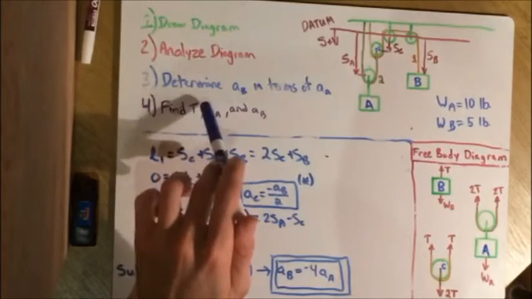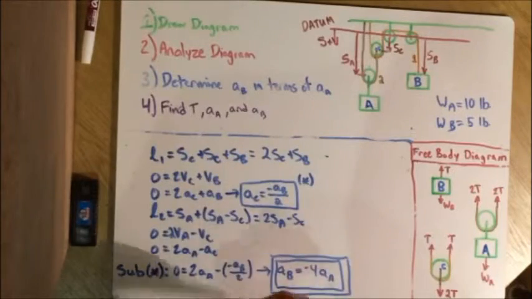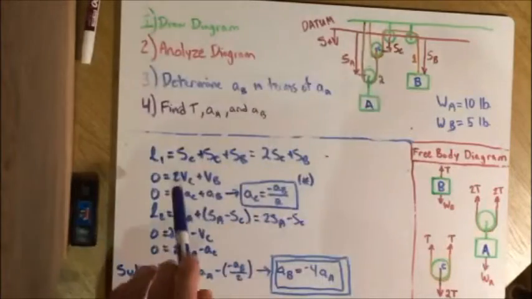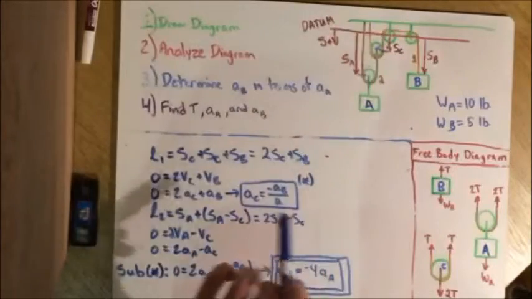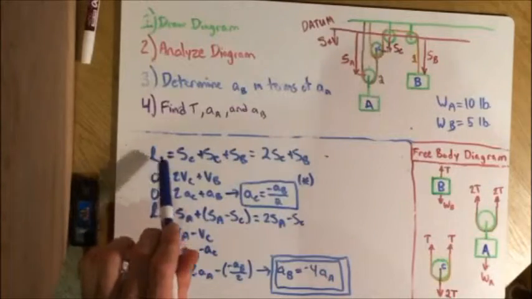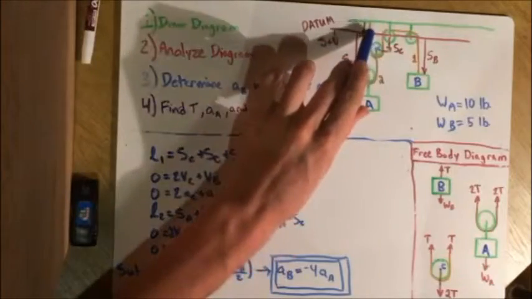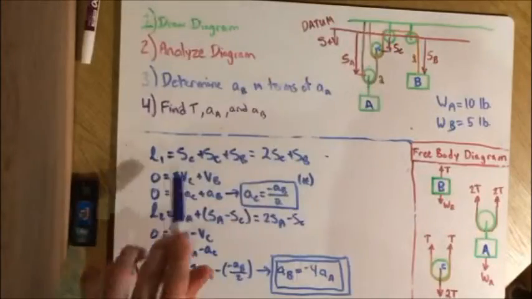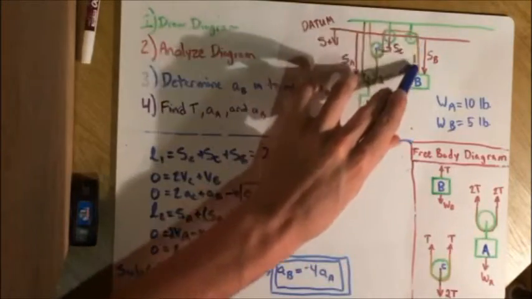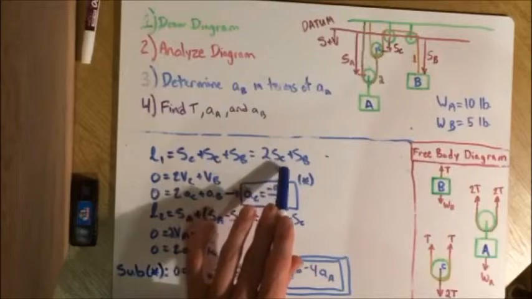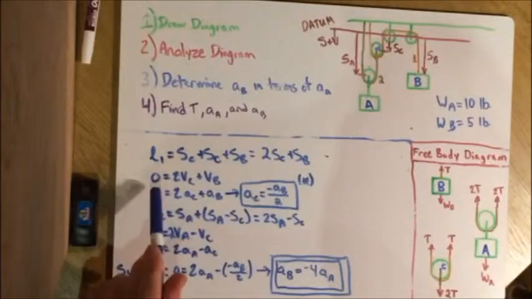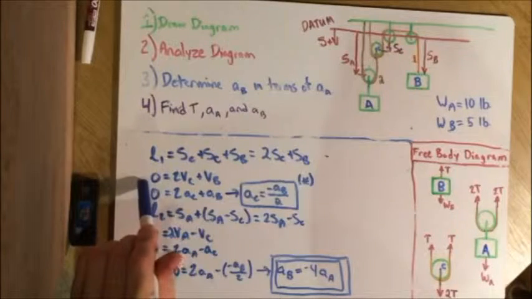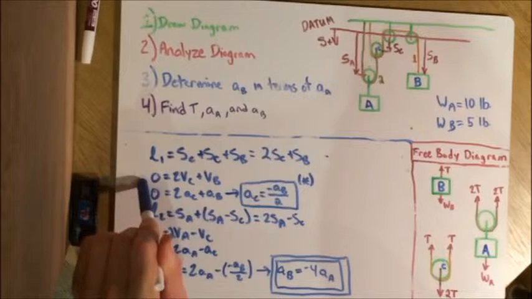The next step is to determine A sub B in terms of the acceleration of A. This problem takes two parts because there are two ropes. First, looking at the light brown rope, which we call rope 1, the length of the rope is equal to S sub C, which is right here, plus S sub C right there, and then plus S sub B, which is right here. That simplifies down to 2 S sub C plus S sub B. Then you take the derivative of that, and L1 derives to 0 because it's a constant length. It's not going to change.